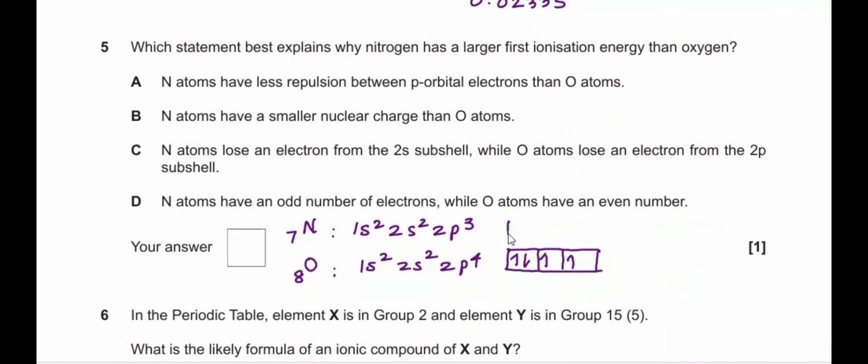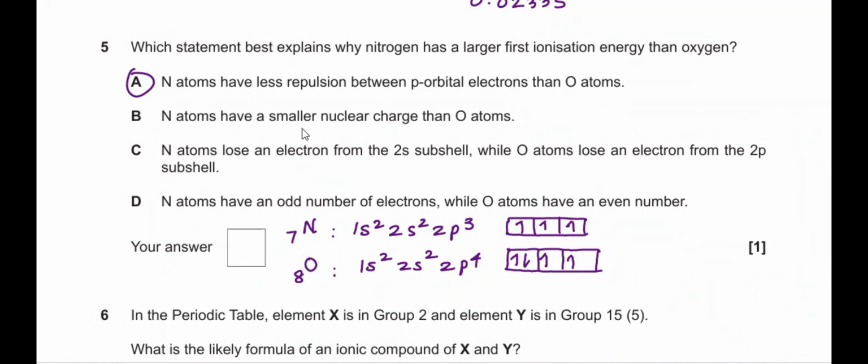This is not the case with nitrogen because the 3 boxes are filled with 1 electron each and there is no repulsion between them. The correct statement would be there will be less repulsion between them than in oxygen. Now let's look at the options. Nitrogen atoms have less repulsion between p orbital electrons than oxygen atoms. That's correct. Let's look at the others also.